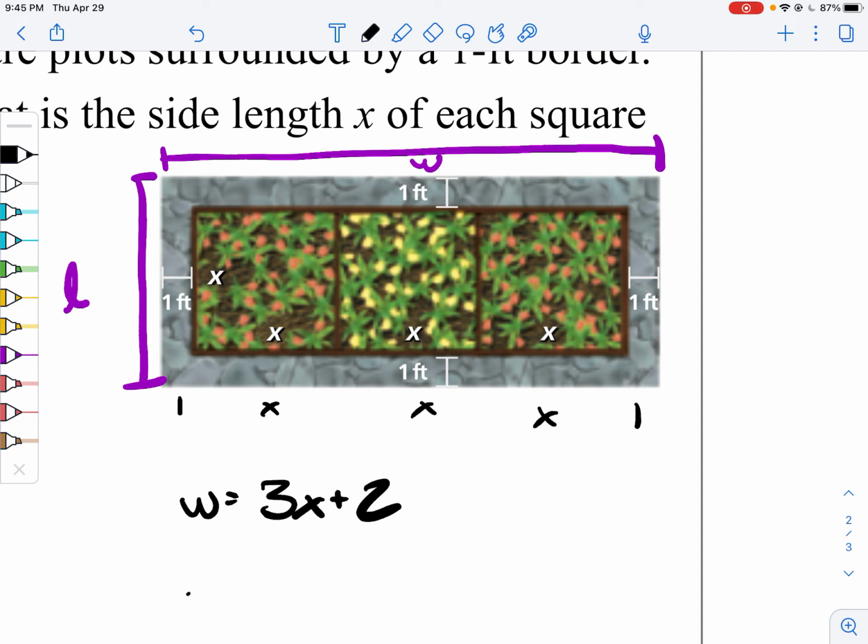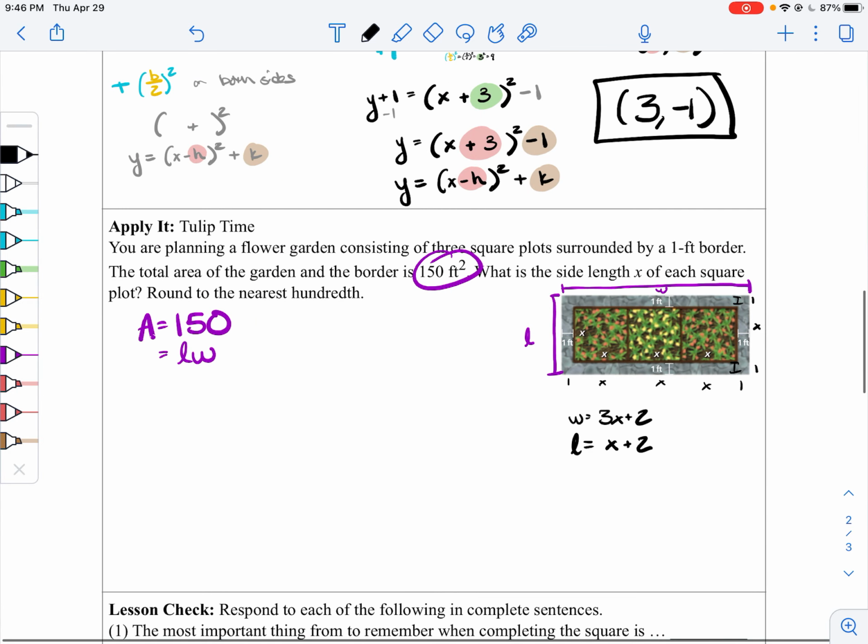Okay, what about our length? Well, we've got 1 here, we've got x, and we've got another 1 here. So that's 1x plus 2. Hey, length and width! Awesome! Now we have an expression.